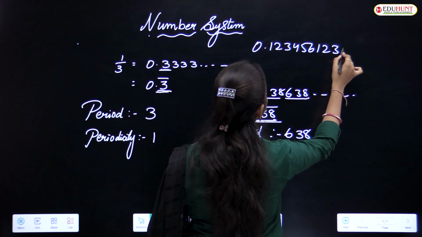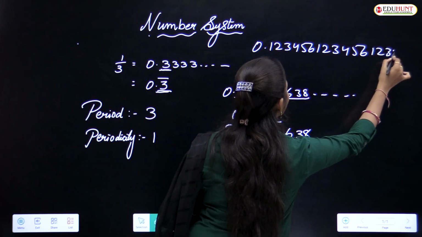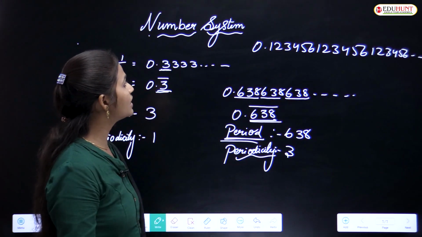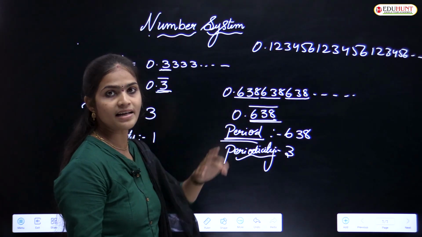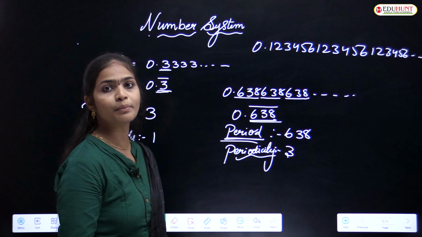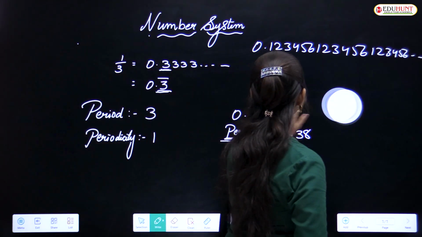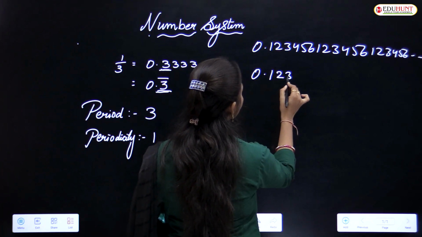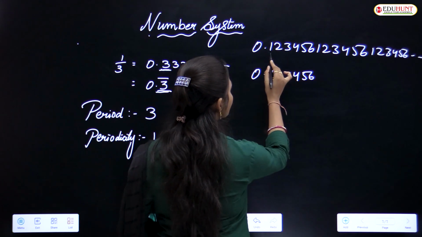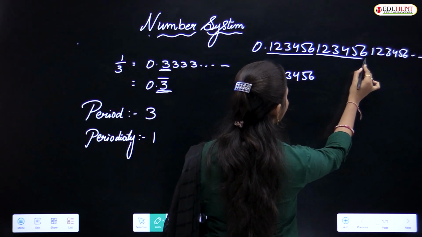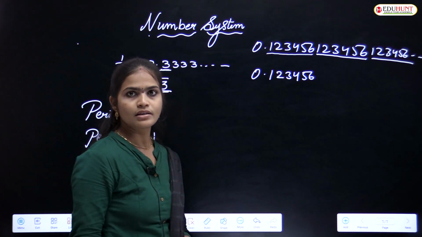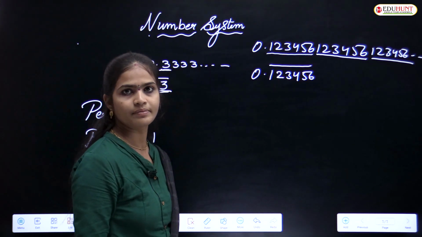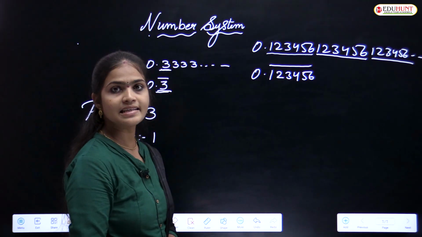And one more example. 0.123456, 123456, 123456, and so on. Like this, one more number. First we have to learn how to apply the bar symbol, on which numbers we have to apply it. Once observe that 123456, 123456, 123456. That number is in repetition, so we have to apply the bar over 1 to 6. 1 2 3 4 5 6 is in repetition.